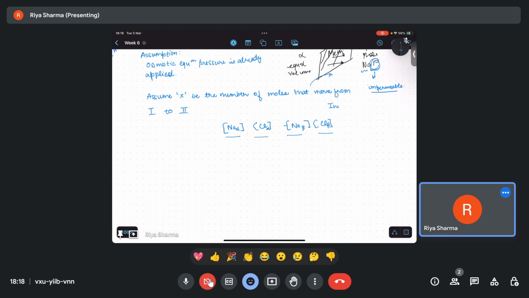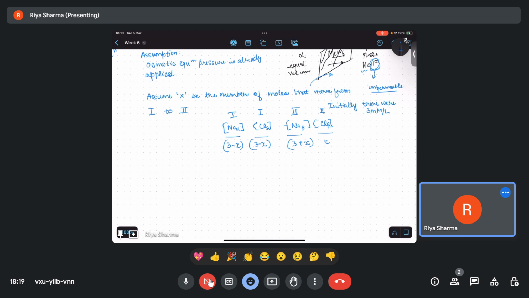So initially there were 3 millimoles per liter. I am assuming that there were already 3, and there is a movement from 1 to 2. So let us say that X moles have moved. So this will be 3 minus X, 3 minus X, and whatever has gone, it has gone from this part. So in beta phase, basically in the second phase, there will be an addition of it, right?